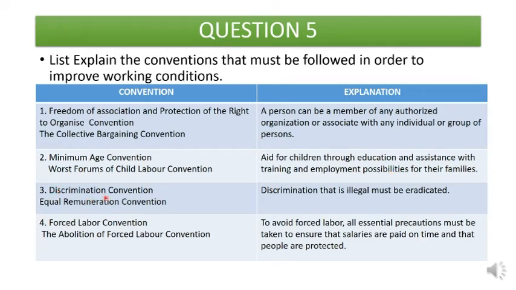Thirdly, discrimination convention. Equal remuneration convention. Discrimination that is illegal must be eradicated. Here, you know what happens sometimes is people get discriminated for who they are. Sometimes you find that in the same company, a female and a male are doing the same type of job, but a male gets paid more than a female. That is discrimination. So there should be equal remuneration.